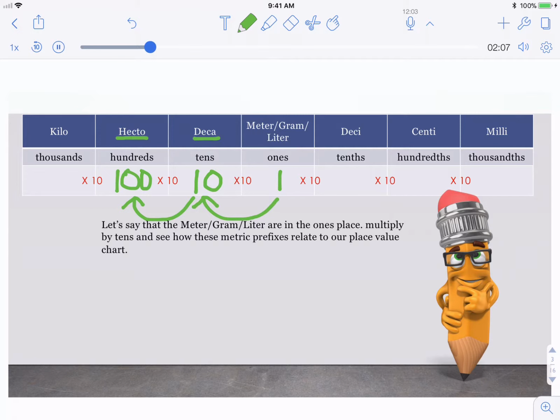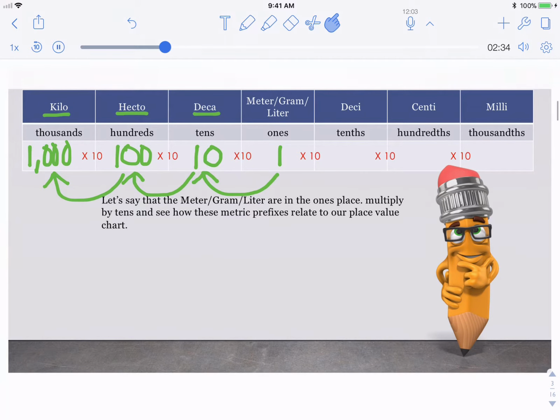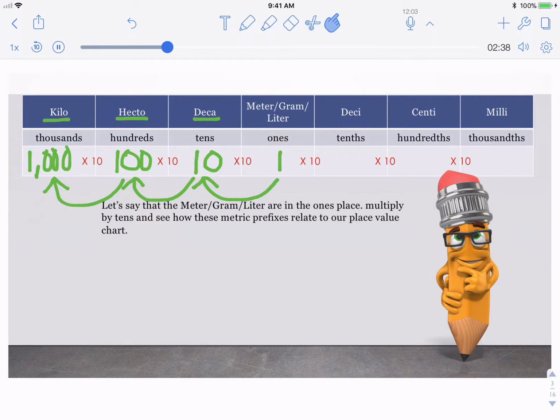And if I move one more place to the left, I multiply by 10. 100 times 10 is 1,000. 1,000 grams is the same as 1 kilogram. Now you've been learning about that one all week. So you should know right now that 1,000 grams is the same as 1 kilogram. What did you notice happening behind the 1 every time I went one column over? Just look at this for a minute and notice the pattern.